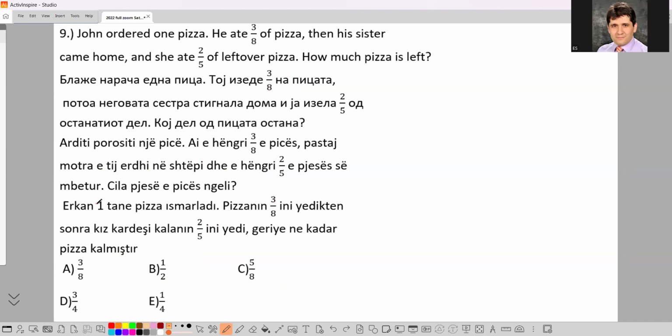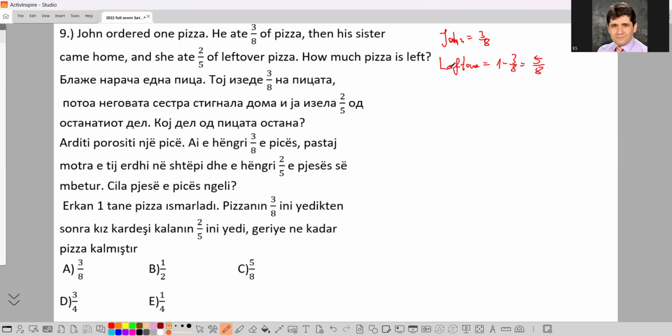John ordered 1 pizza. He ate 3/8 of the pizza, and then his sister came home and ate 2/5 of the leftover pizza. Right. John ate 3/8 of the pizza. All right, we can write off x, so time x, but no need, just leave it 3 over 8. How much was left over? So leftover is the whole minus 3 over 8, which means 5 over 8 was left.